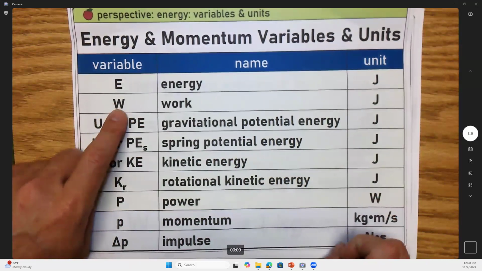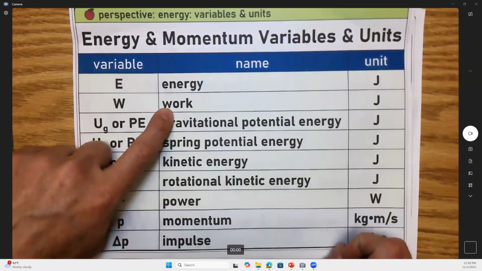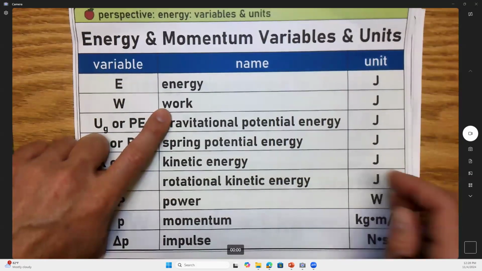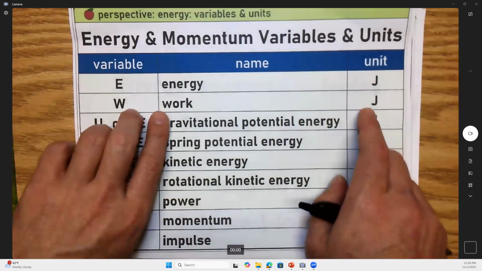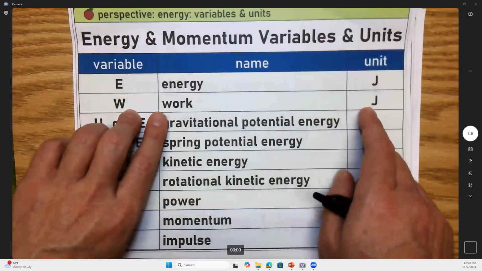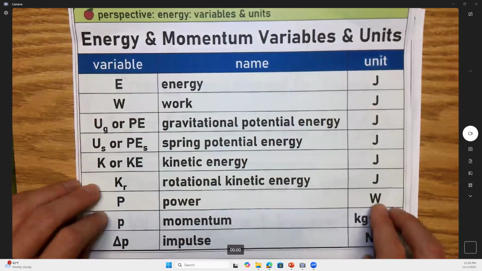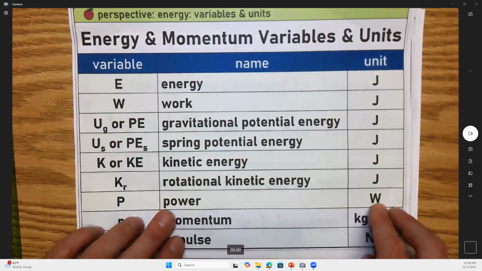Capital W as a variable means work, which is a transfer of energy. If you push something for some distance, force times distance, that's what work is. Now, that's also joules, because that's measured in joules, because that's a transfer of energy. This capital W down here quantifies power, right? It stands for watts.